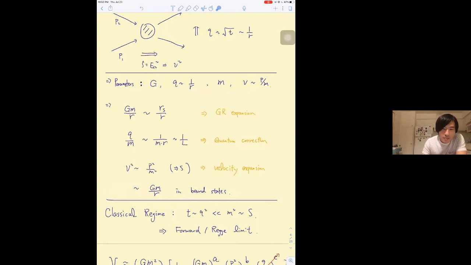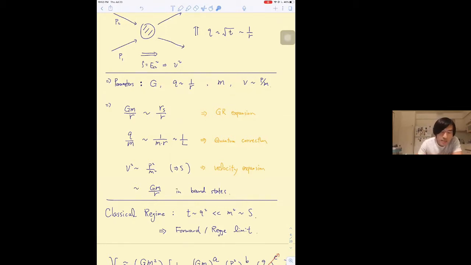The second one is coming from quantum correction. So this is q over m, and in real space, this is 1 over mr, which is proportional to 1 over L, where L is the orbital angular momentum. If you remember, angular momentum is in units of h bar, so this numerator is actually h bar, which is set to 1. So this parameter corresponds to quantum correction, or said differently, this 1 over m is the de Broglie wavelength. So this is the de Broglie wavelength over the orbital size, and this will be tiny in a macroscopic system.